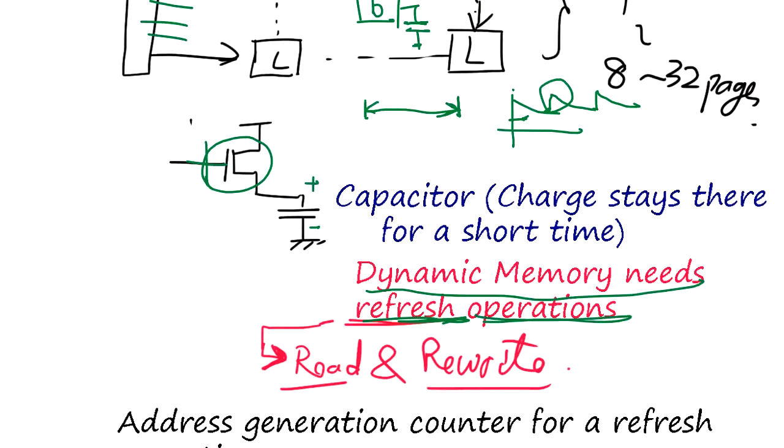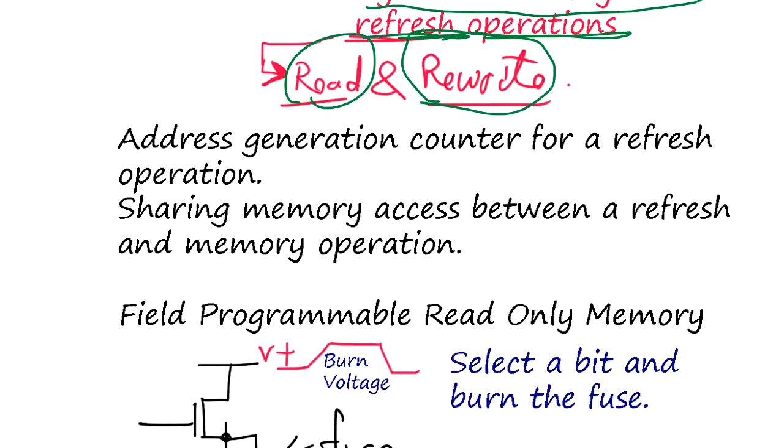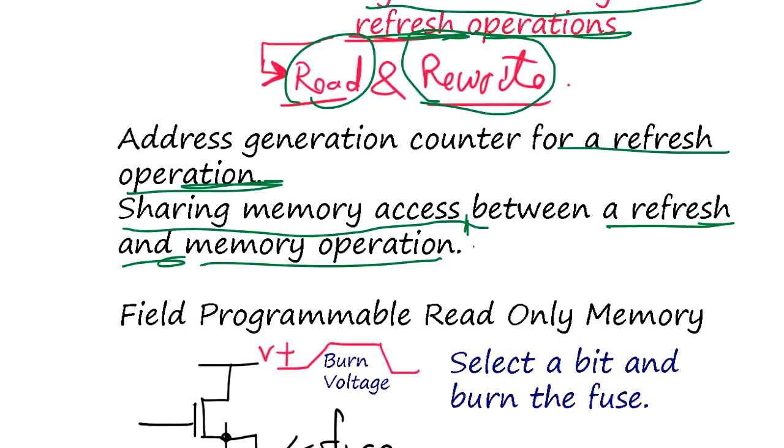And the refresh operation together with the memory read and write operation, three operations are mixed up. Okay, so the address generation counter for a refresh operation shares the memory access. Who shares the memory access? Refresh and the memory operation. Memory operation is read and write.